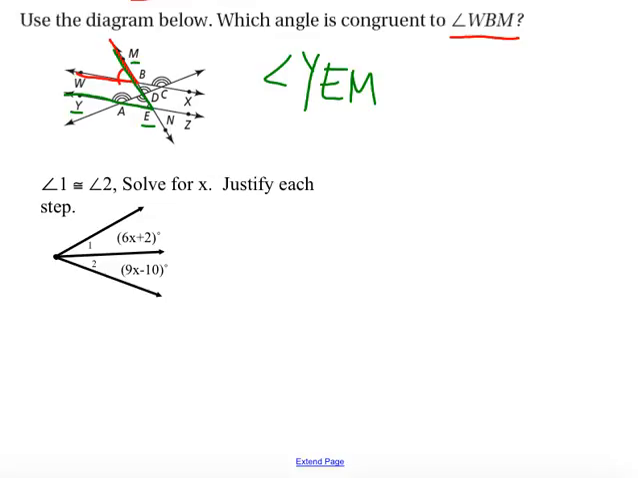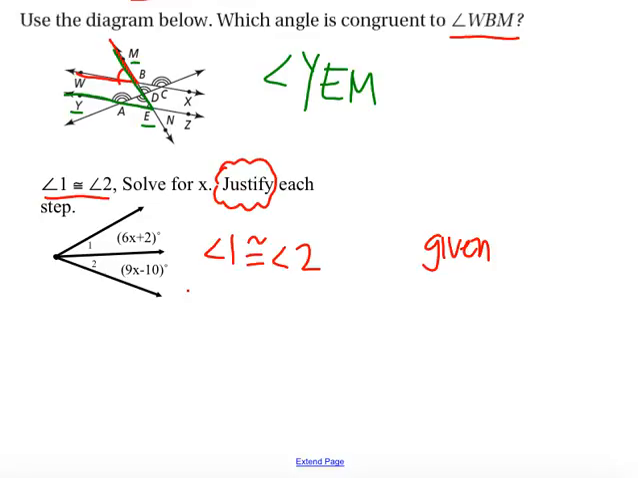It says angle 1 is congruent to angle 2, solve for x. Justify each step. So here's that word justify again, so we're going to write a little proof. So let's start with what we know. We know that angle 1 is congruent to angle 2 because it's given to us. So that's what we're going to start with. So angle 1 is congruent to angle 2, and that's because it's given.